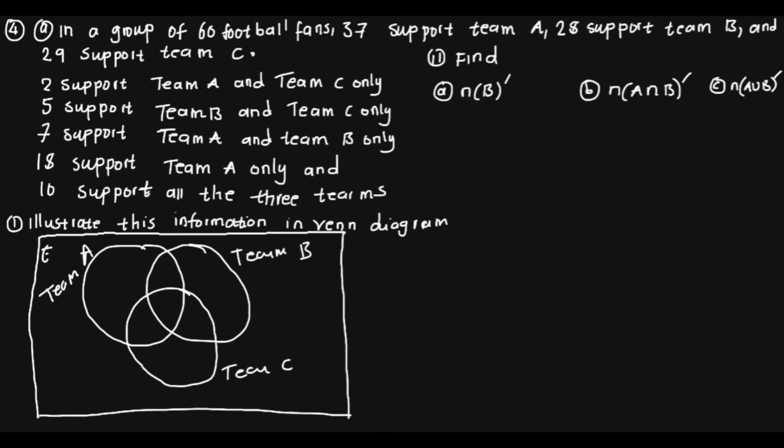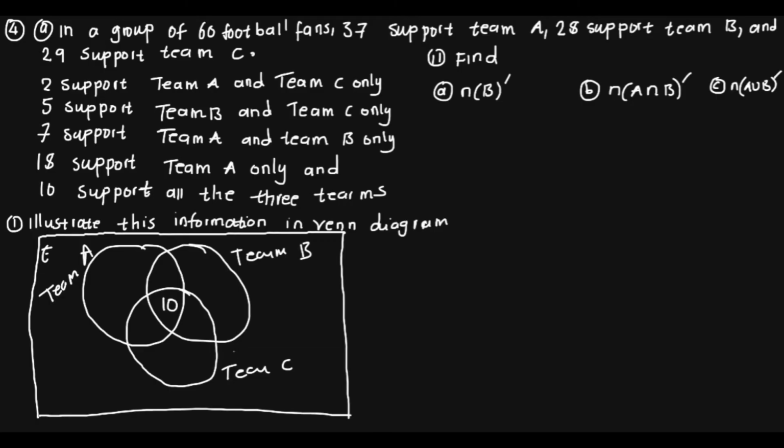Now the first step is we need to write the number of those that support all the 3 teams. So we have 10. We have 10 support all the 3 teams. So we are going to begin by writing our 10 here. So this is the intersection of all the 3 sets.